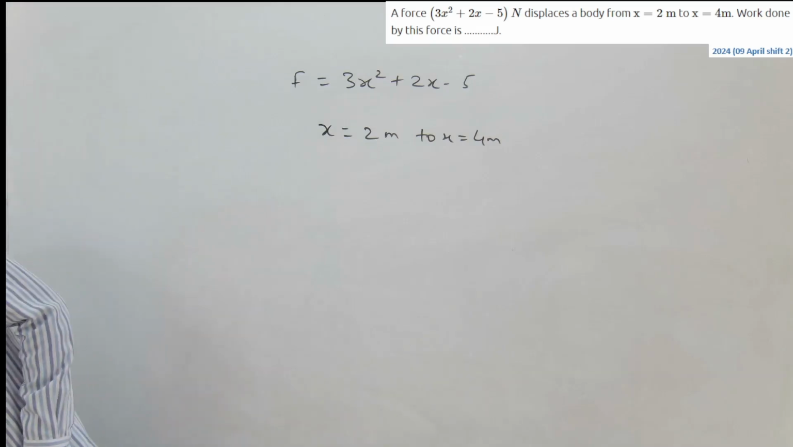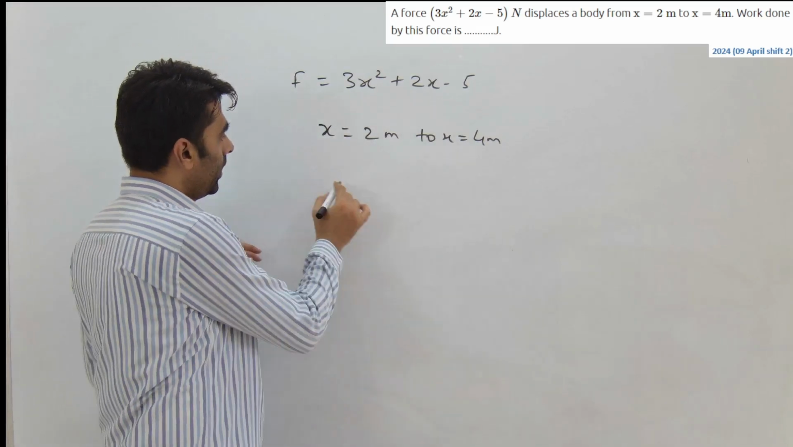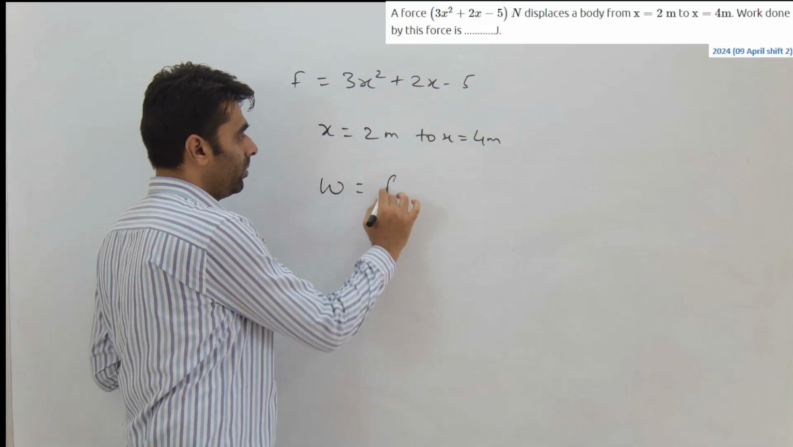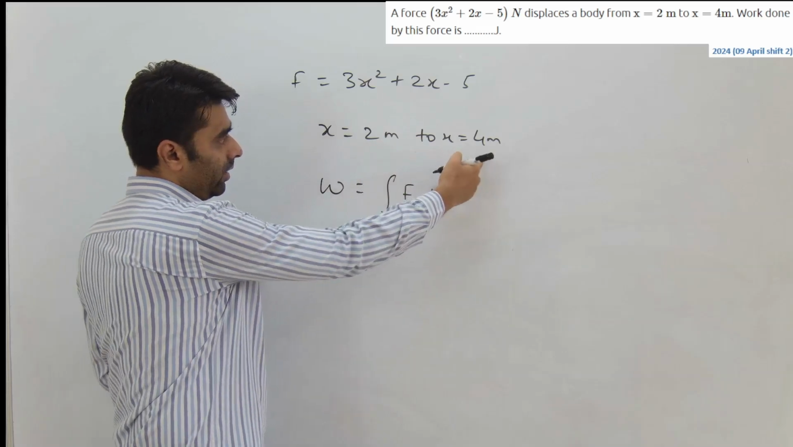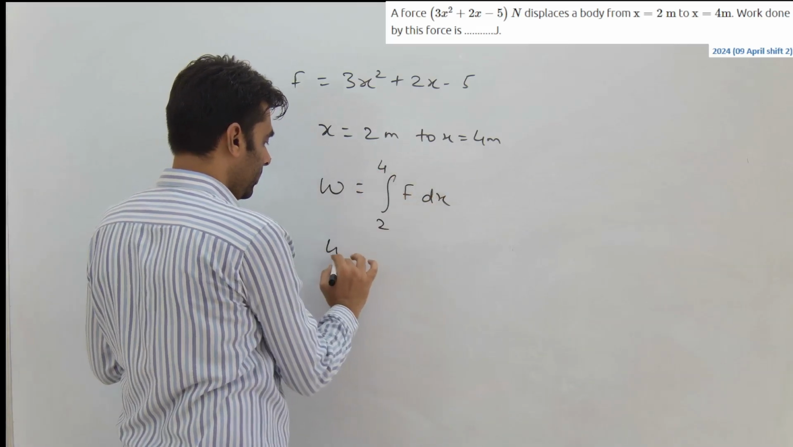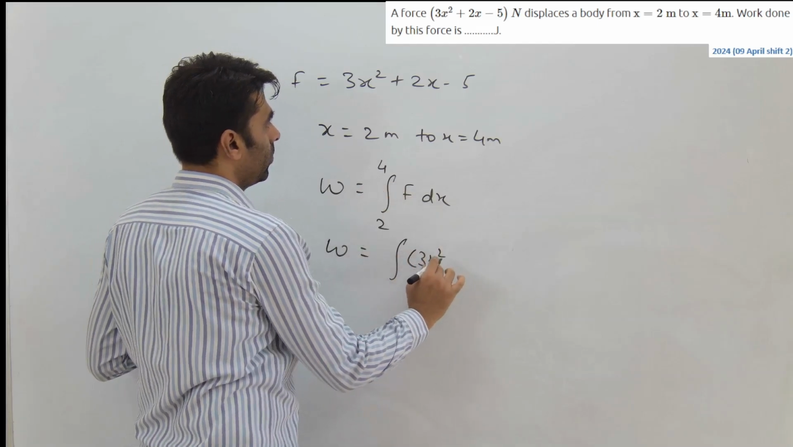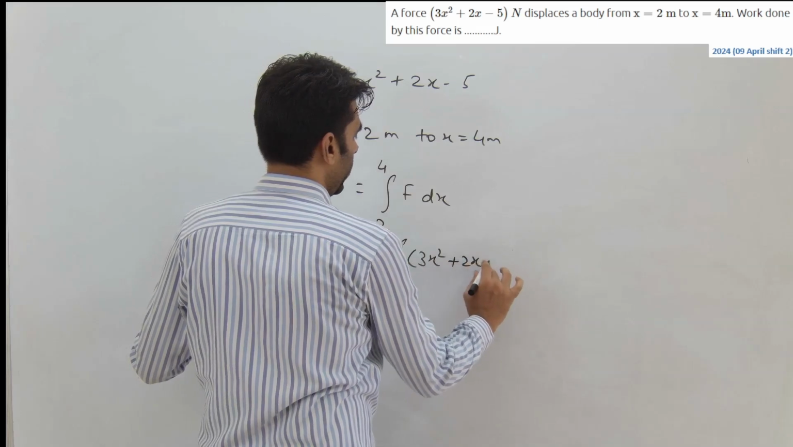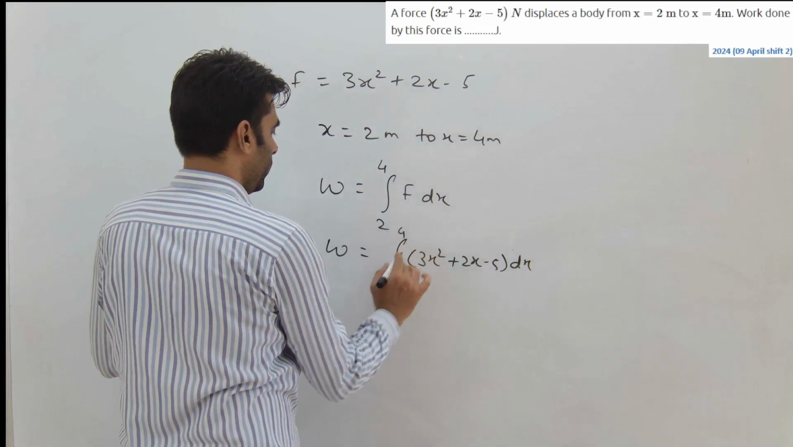Okay. As we can see very clearly, this is a variable force. So work done will be what? Integral of F dx, where the limits will be from 2 to 4. Well and good. Let us substitute the value. Force is 3x square plus 2x minus 5, into dx, limits 2 to 4.